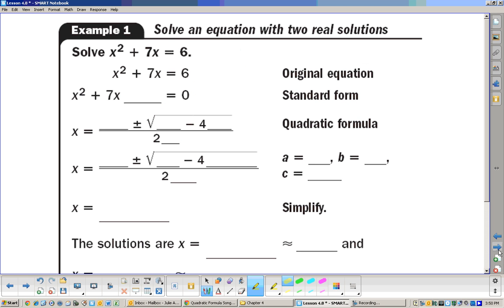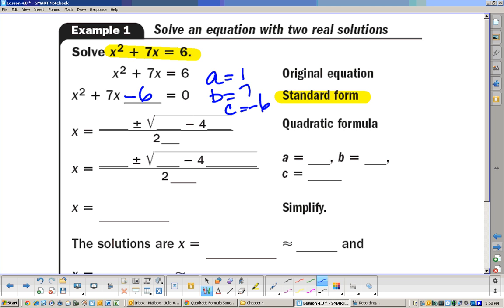We have a quadratic equation right here, x squared plus 7x equals 6. Now, you may not have seen this on the previous slide, but the most important thing when you're going to use the quadratic formula is you get that equation in standard form, so you get the right a, b, and c. Well, in order to do that, we have to set it equal to 0. So in this case, we have to subtract a 6. Now that we've done that, we know what a is. A is 1, b is 7, c is negative 6.